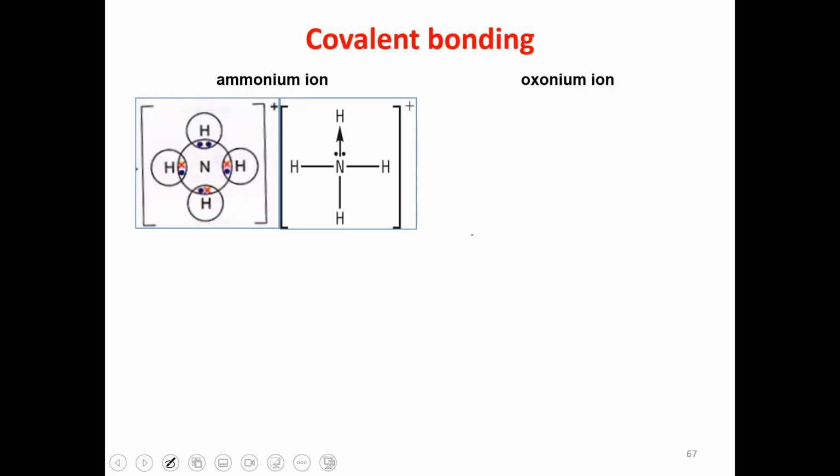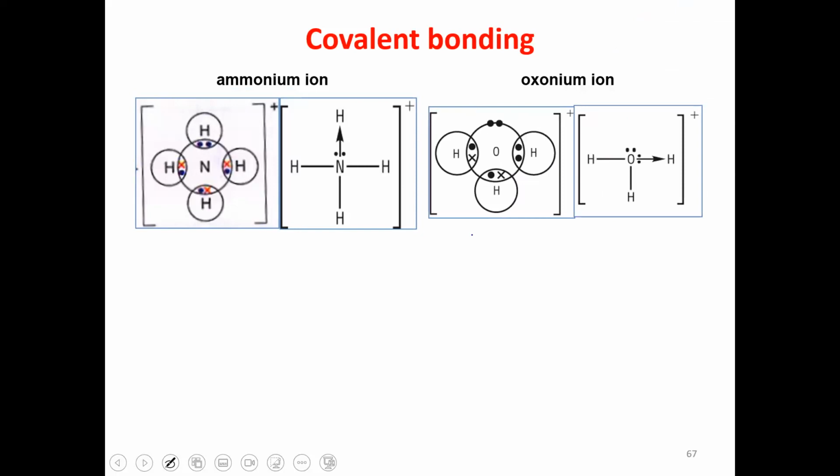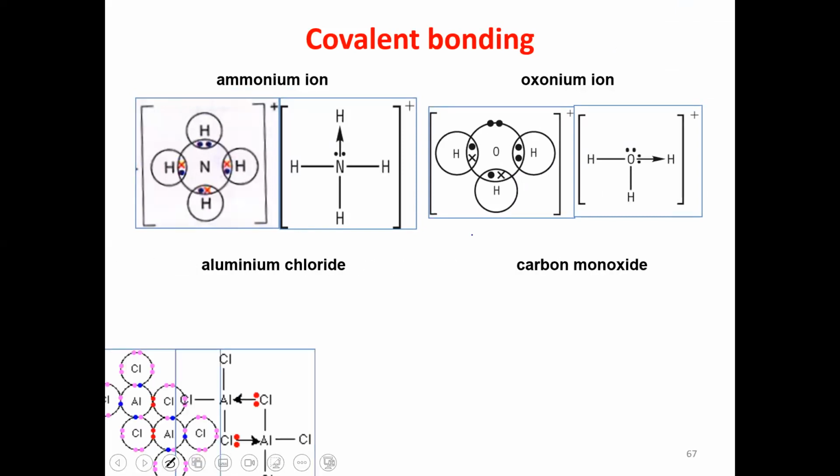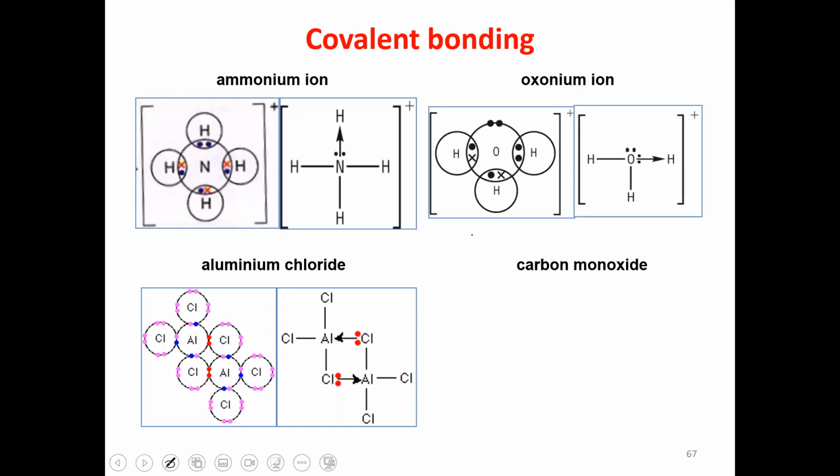Can you tell me why there is an arrow in this ammonium ion? Because there's a dative bond, and in ammonia, nitrogen has a lone pair. Same thing: why is there an arrow in this oxonium ion? Dative. Very good.